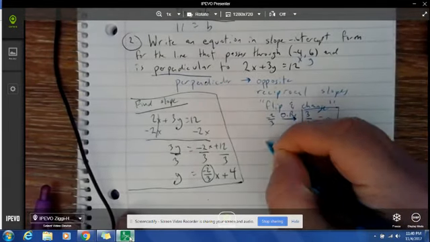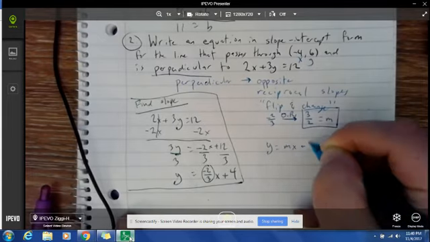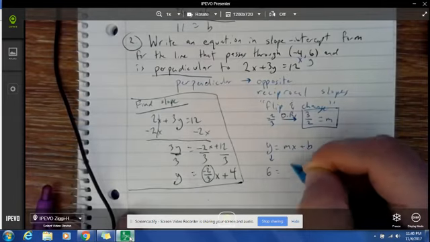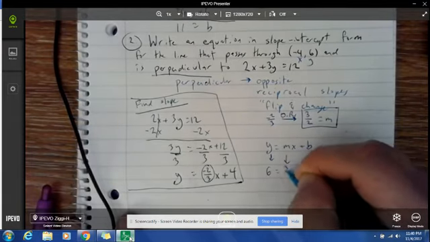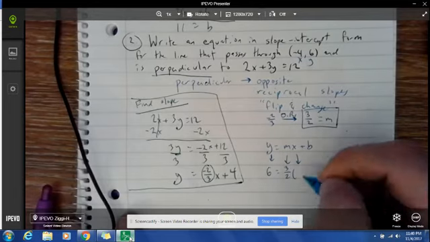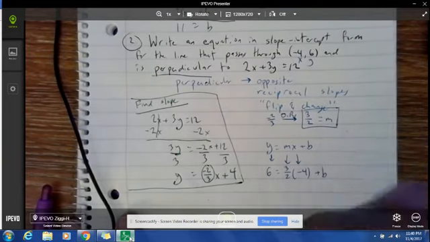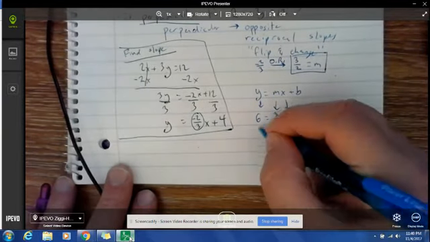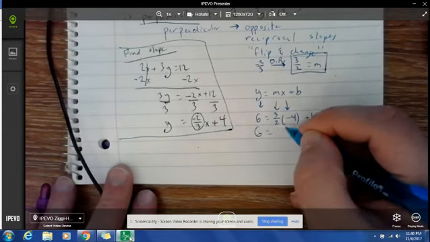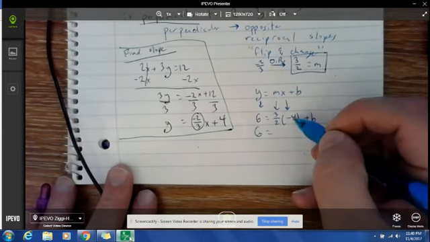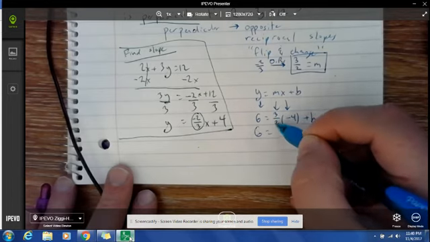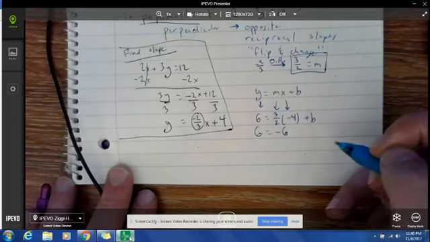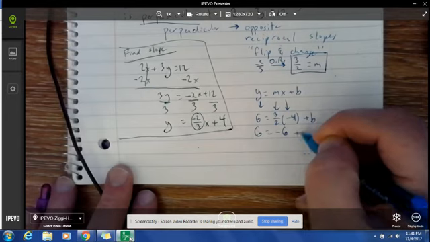Okay, so y = mx + b. And replace, so we got 6 = 3/2 times -4 + b. And I do believe that 3/2 times -4 is going to be -12/2, and -12 divided by 2 is -6. So this actually comes out to -6 + b.